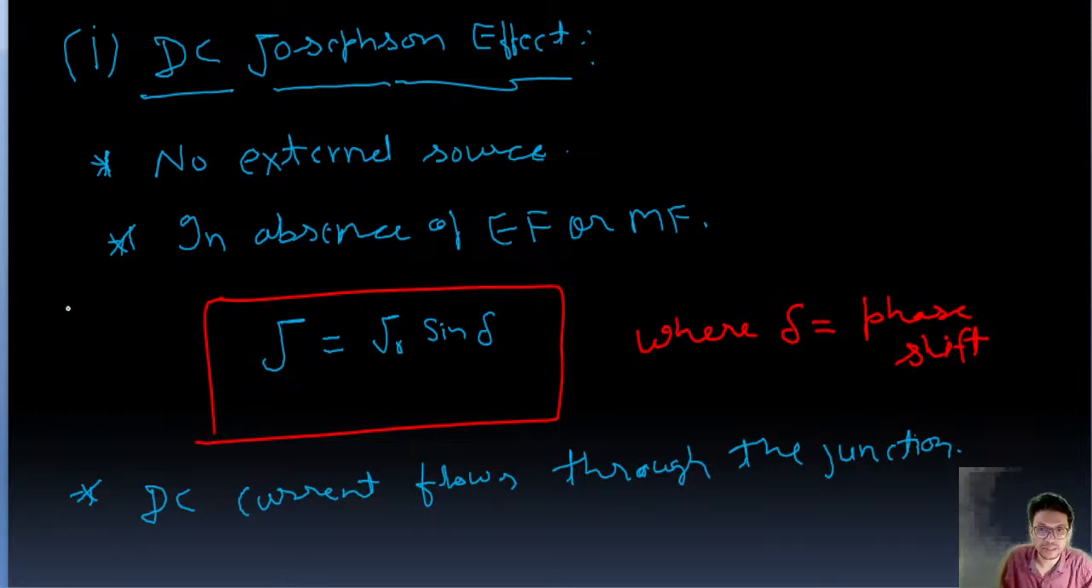Next, and this is an important formula, guys: J equal to J naught sine delta, where delta is the phase shift.